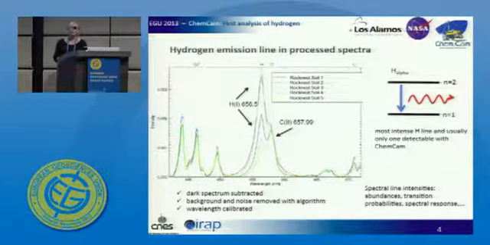The dark spectra are subtracted, the background and the noise are removed with an algorithm, and also they are wavelength calibrated. And this hydrogen line results from a transition from the second to the first level in the hydrogen atom. It's the most intense hydrogen line, and it's also usually the only one which is detectable with ChemCam. Generally speaking, the spectral line intensities are influenced by many factors, for instance the abundances, the transition probabilities, and also the spectral response, which is a function of the wavelength.